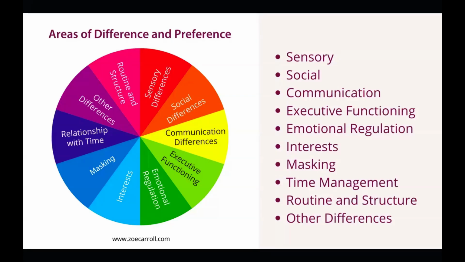The next section around the wheel is masking. And masking is when people are having to try hard to appear to be neurotypical. And it's quite tiring. It's a source of stress for people who don't feel they can be themselves or make their differences and preferences known at work. So if people don't have a sense of belonging and they feel like they have to change who they are in order to fit in, then that's an indicator that there is some level of masking going on.